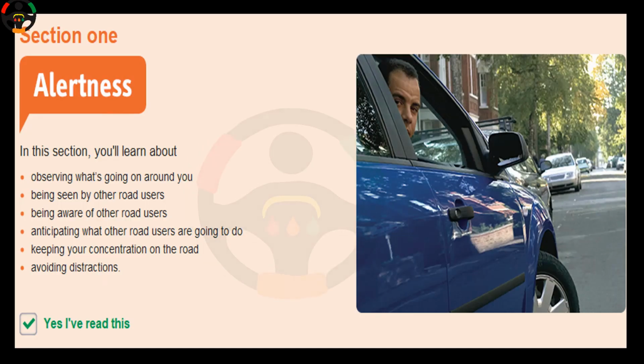Section 1. Alertness. In this section you'll learn about observing what's going on around you, being seen by other road users, being aware of other road users, anticipating what other road users are going to do, keeping your concentration on the road, avoiding distractions.